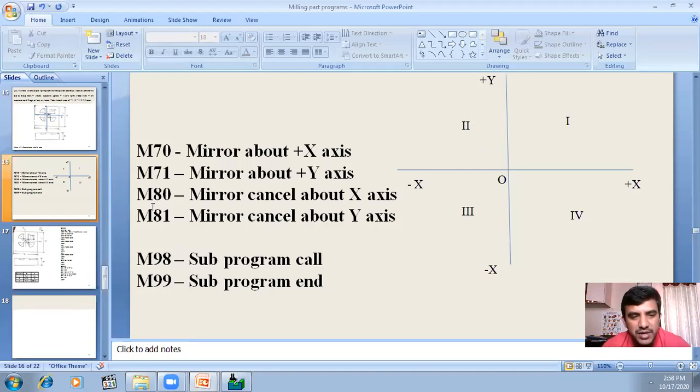How to cancel that mirror about x-axis and y-axis? By giving the codes M80 and M81. M80 stands for mirror cancel about x-axis. M81 is mirror cancel about y-axis. Okay, these are the four M codes we use for the mirroring option.